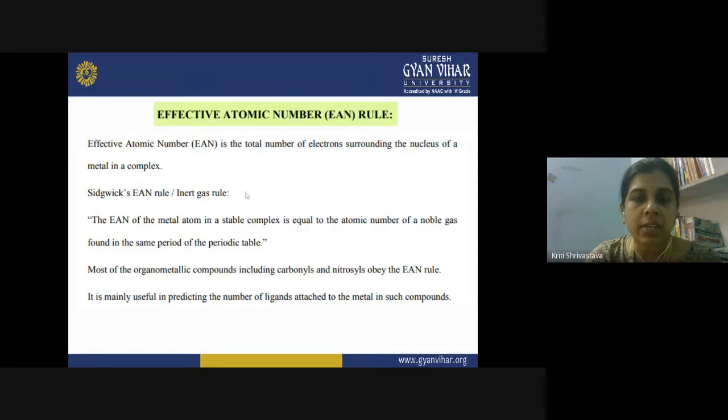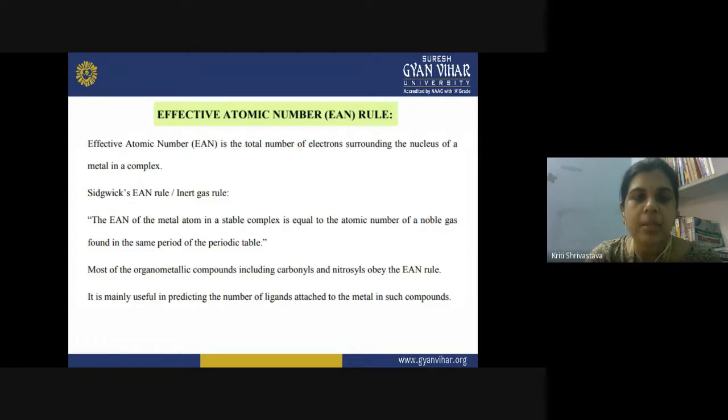We have a metal atom which is accepting electron pairs from the surrounding ligands, and then we count all the electronic contributions both from the metal atom in the complex and also from the ligands, which have donated a certain number of electron pairs. After counting all the electrons, we have to compare the total number of electrons to the inert gas rule. So, what is it?